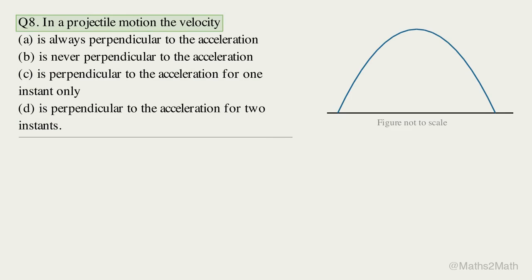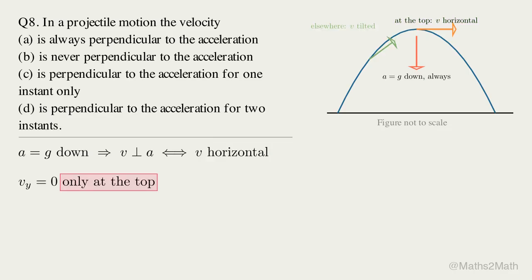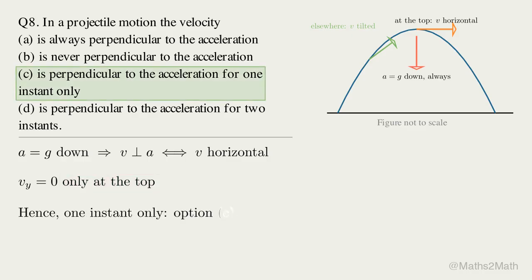What does this mean? The acceleration is fixed, g straight down. So we ask, when is the velocity exactly horizontal? Throughout the flight, the acceleration is g downward. Perpendicular to that means the velocity must be exactly horizontal. The vertical component of velocity starts positive, shrinks, and is 0 only at the highest point. Before and after, the velocity is tilted. So the velocity is perpendicular to the acceleration exactly once, at the top of the path. Hence option C.